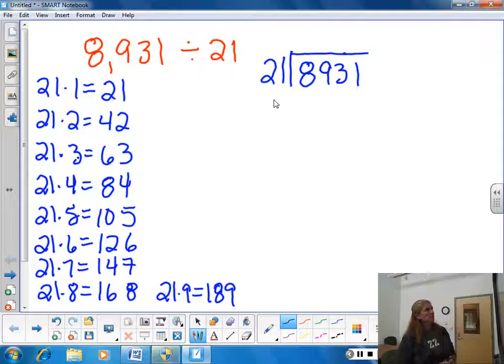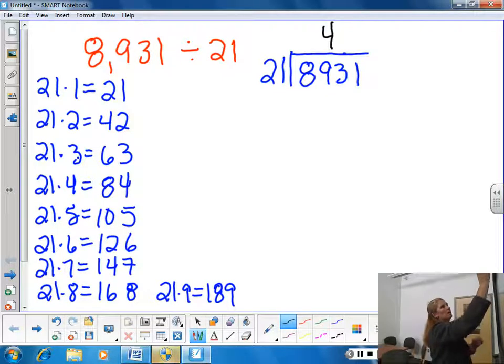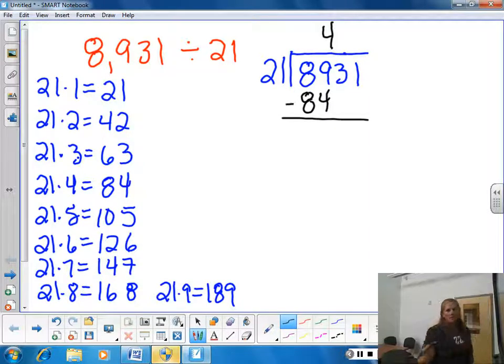So let's take a look. 21 doesn't go into 8. Would 21 go into 89? We'll come over here. 21 times 5 is 105. That's too much, but 21 times 4 is 84. That's the one we want. So I'm going to say 4 times 21, and that is 84. So writing those out in advance saves me some time there.